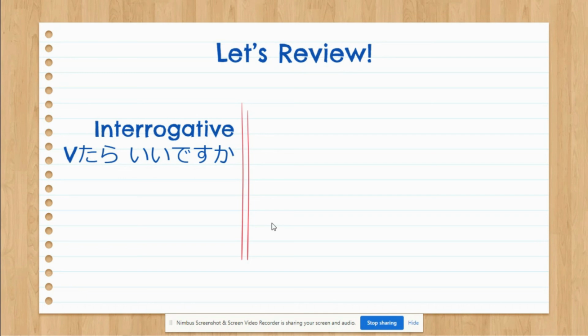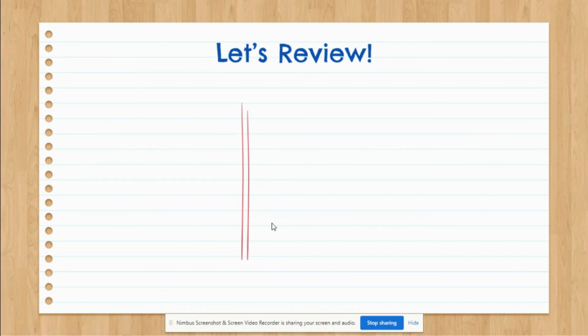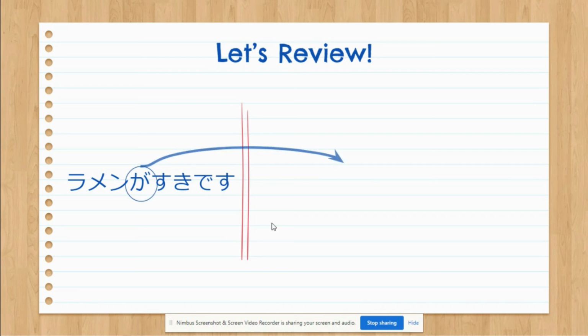Interrogative verb tara ii desu ka? It's used for asking for advice. Verb tara ii desu is used for giving advice. Lastly, changing particle ga into wa, marking it as a topic of a sentence. Ramen ga suki desu, you can change it to ramen wa suki desu.